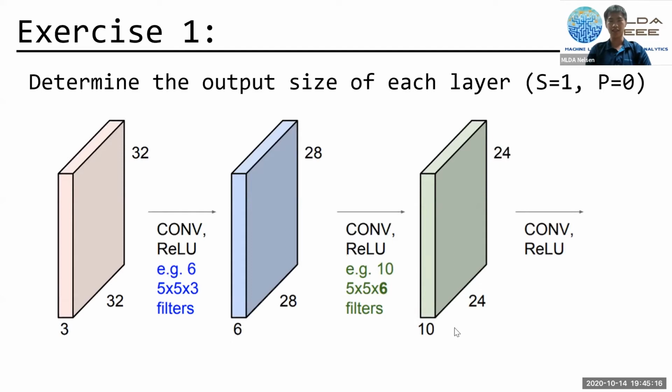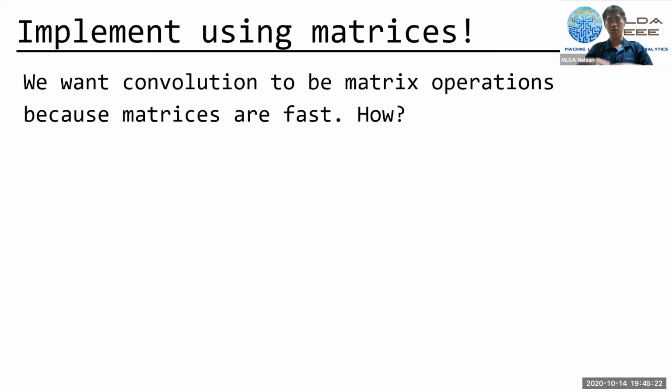All right, so that's about the first exercise. I hope you guys are clear with that. Let me talk about the implementation. Now that we have a clear understanding of convolutional layers, how do we do convolution in terms of coding?